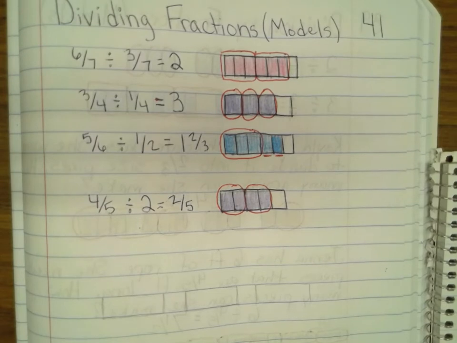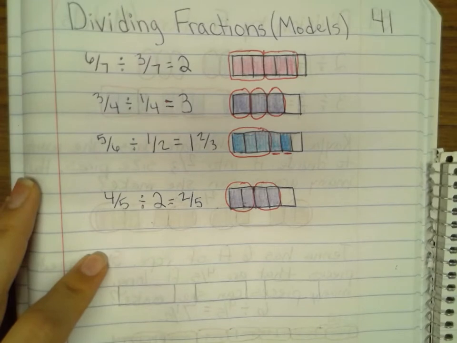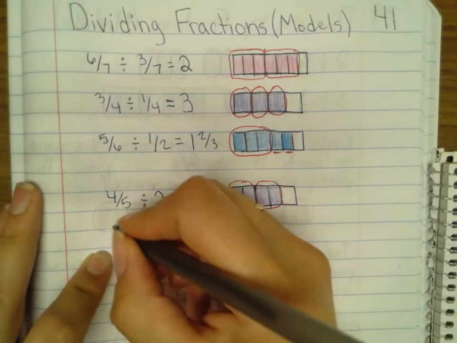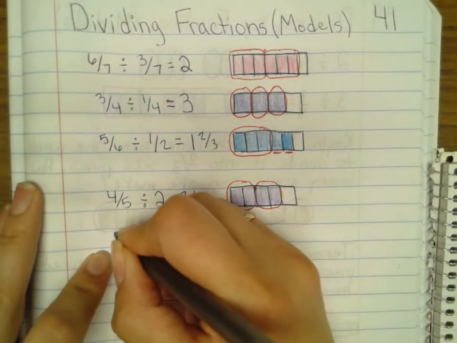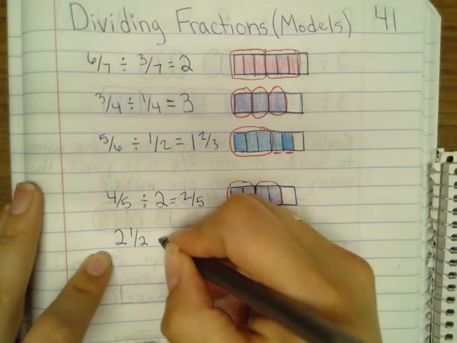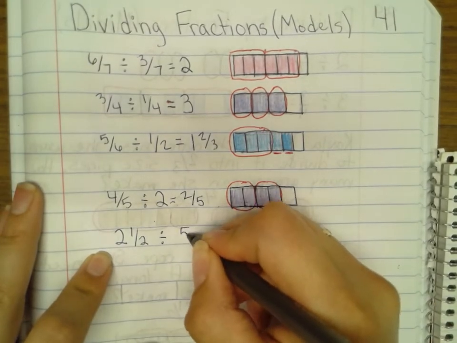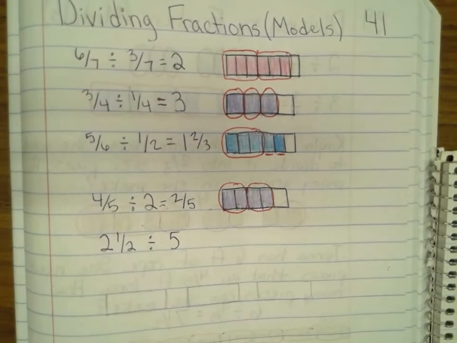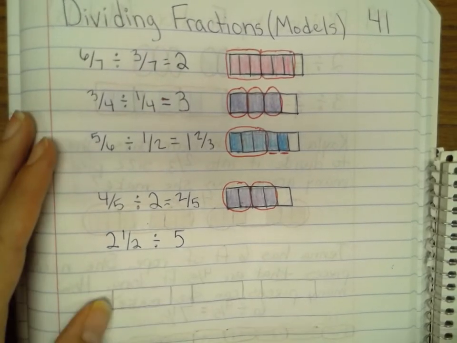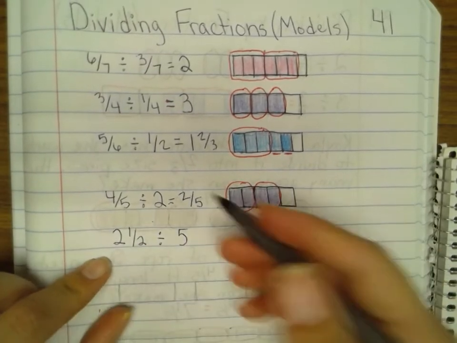Okay, let's go ahead and skip a line, and we're going to be doing something a little bit different. We're going to be working with mixed numbers now instead. So if I have 2.5, and I'm going to be dividing that into 5 equal groups, because that's a whole number. That's 5 equal groups that I want. So let's draw our dividend, 2.5.